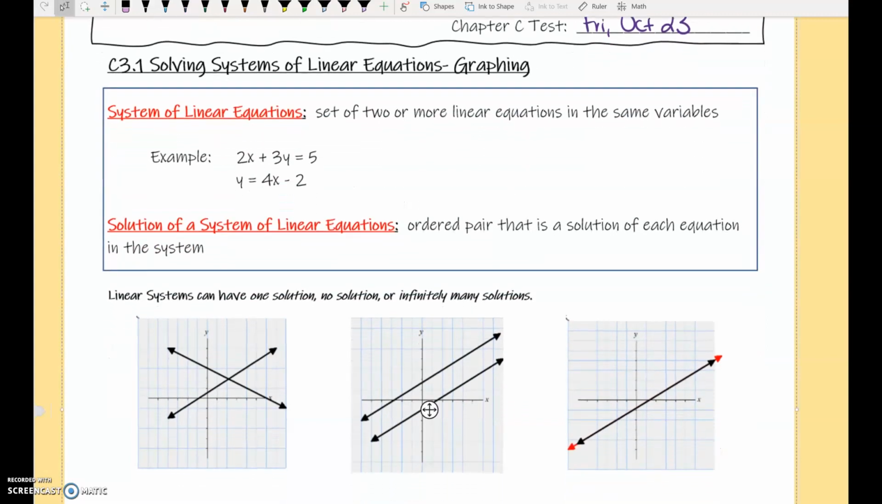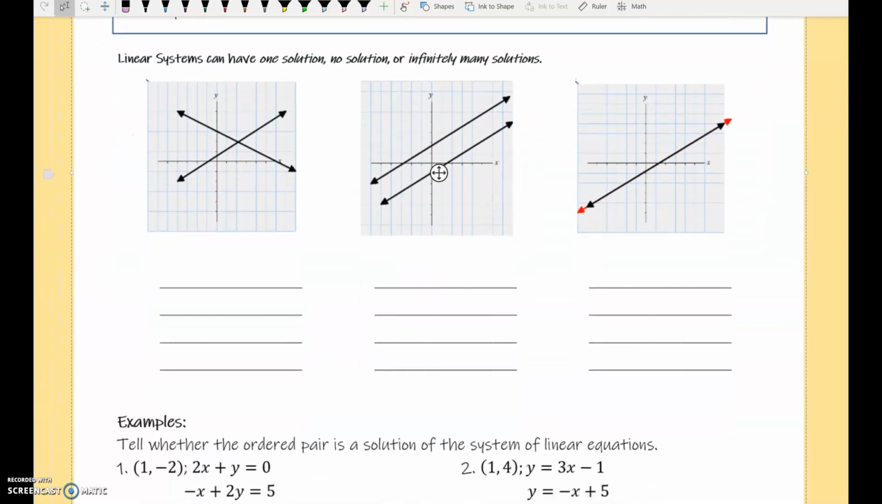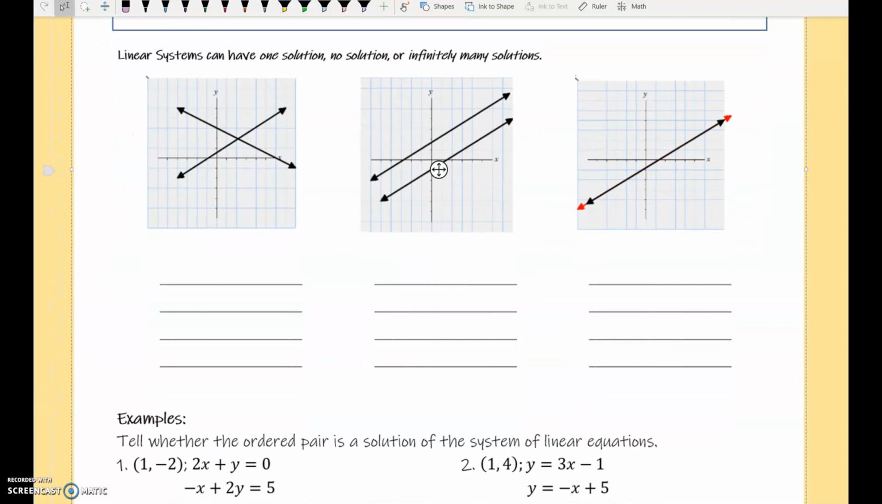Okay, we are doing systems of equations, and today we're looking at graphing systems of equations. A system of equations is when you have 2 or more equations using the same variables. So we're going to put 2 lines on the same graph. The solution is the ordered pair that works for both equations. So if I plug the x and the y value in, they would create a true statement for both equations. The solutions are also the ordered pair where those 2 lines meet.